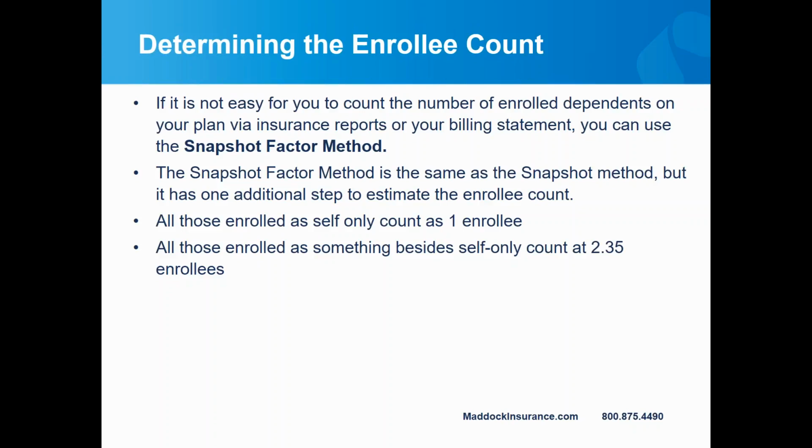Usually it's really close, the two. But if you have a plan with a lot of big families, then probably the snapshot factor method's going to save you money, because maybe your families average more than 2.35. But if you have a plan that has mostly single employees, or the people that have dependents just have one spouse or one child, then you're going to be better off using just the regular snapshot method.